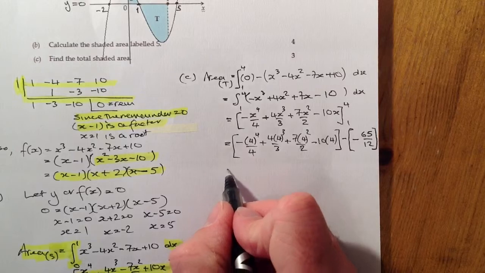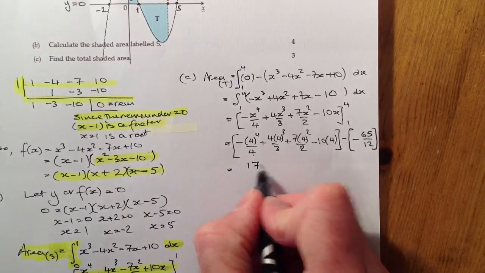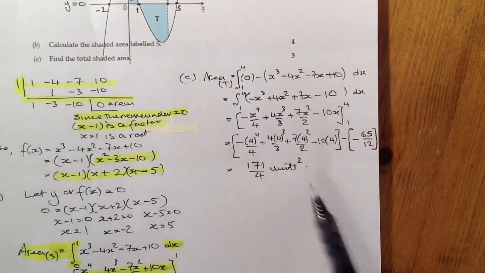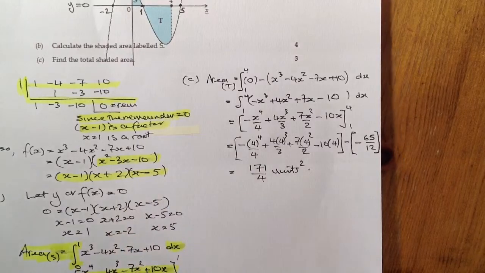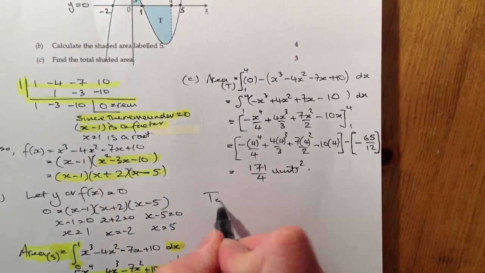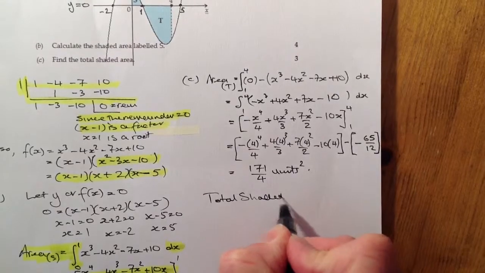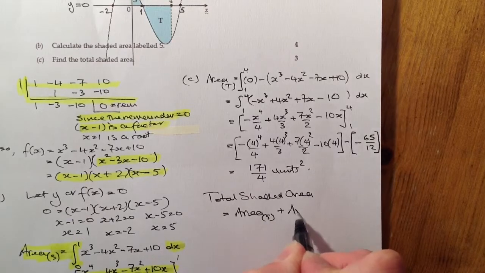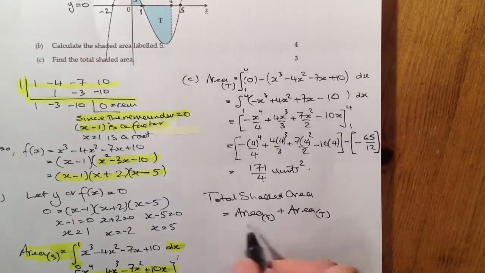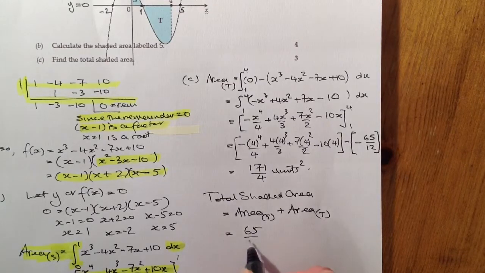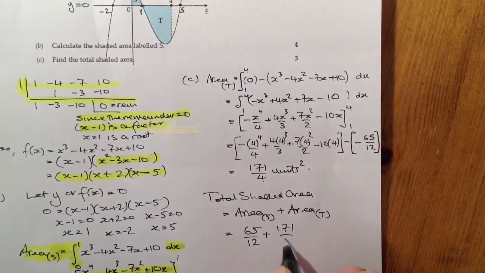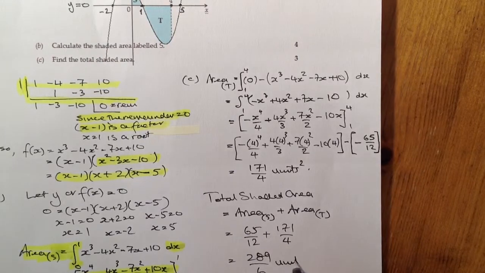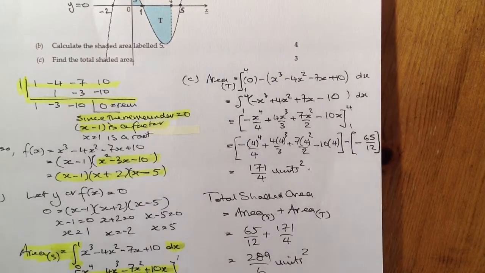Then if we go to the calculator and work that through, what I should get is 171 all over 4, and that's units squared. So that's the area T on the graph. But I've been asked for the total area, so the total shaded area is equal to area S plus area T. We've got 65 upon 12 plus 171 all over 4, which should result in 289 all over 6 units squared. And that'll be the question complete.